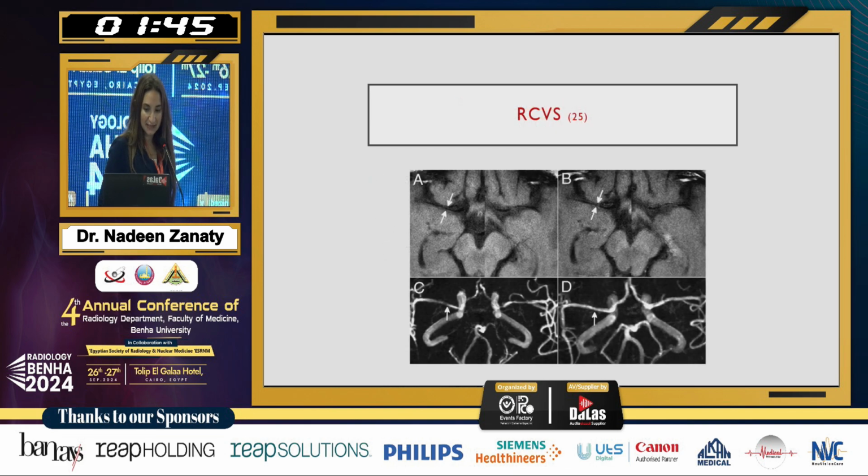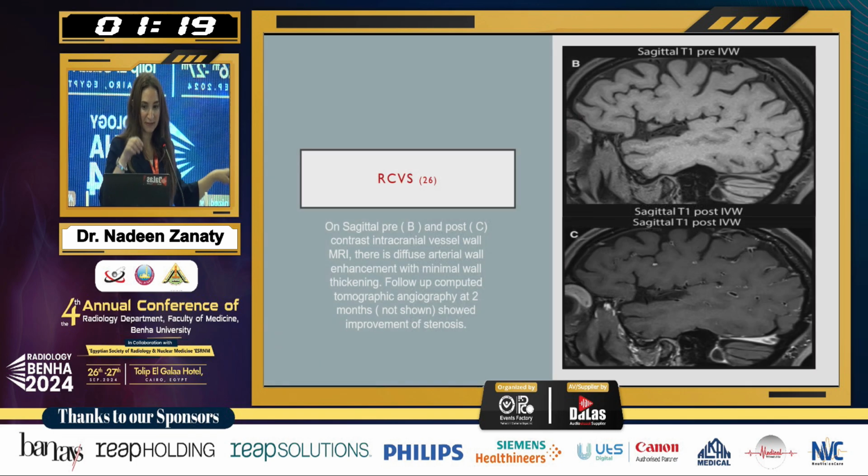So what we can see here in the reversible cerebral vasoconstriction syndrome is that you'll find there is a smooth and concentric narrowing of the vessel, and usually there is no or minimal enhancement. And C is the MRA image. You can see there is still the narrowing of the vessel, but D is the follow-up after 3 months. It returns to normal totally, and that's the difference between this and the vasculitis case.